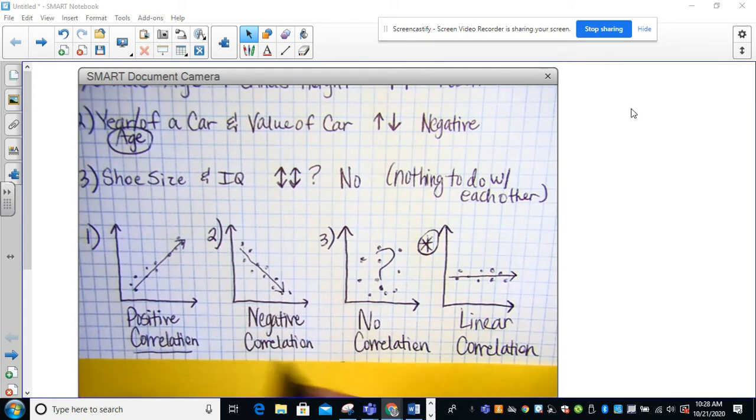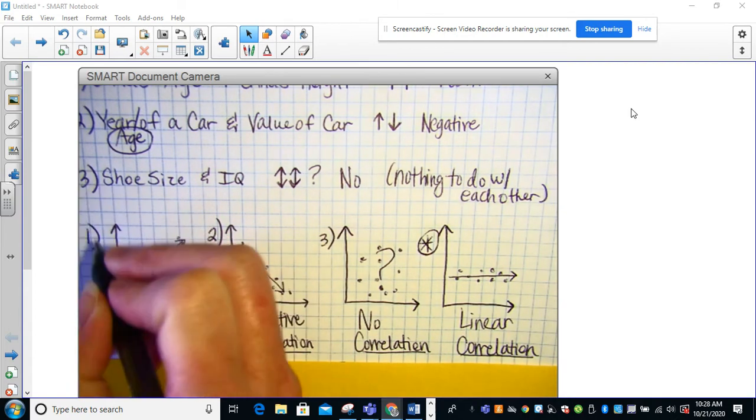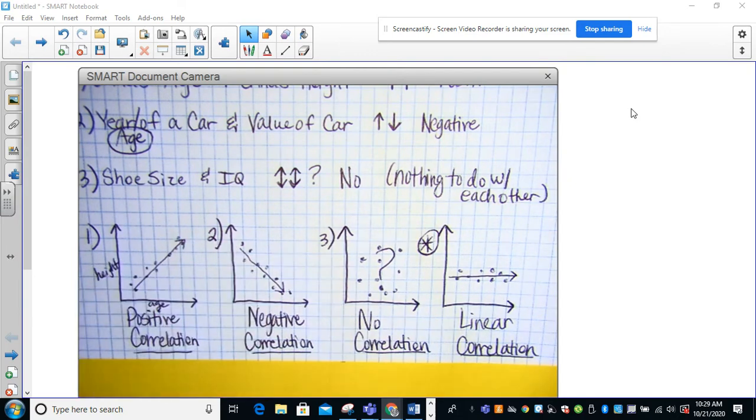So the new word that we're seeing here is correlation. Positive correlation, the dots are going uphill. Negative correlation, overall, the dots are going downhill. No correlation, the dots are all over the place. And then finally a linear, they're in a line, but they're just flat or straight up and down. These are all pictures of scatter plots. So like this one would have age and height, just for an example, going back to the first example, and so on.